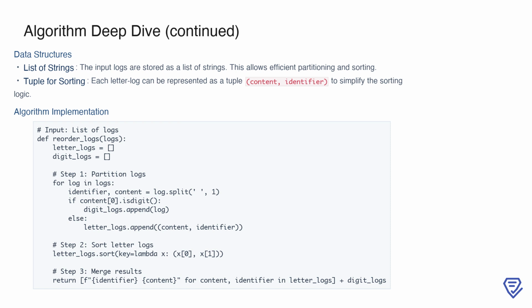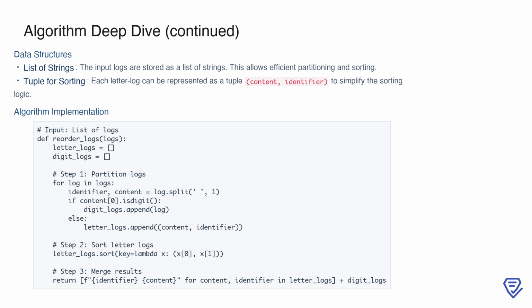Let's look at the code implementation. First, we define a function reorder_logs that takes the input list of logs. We initialize 2 lists, one for letter logs and another for digit logs. While iterating through each log, we split it into its identifier and content. If the first character of the content is a digit, we add the log to the digit logs list. Otherwise, we append a tuple of the content and identifier to the letter logs list.